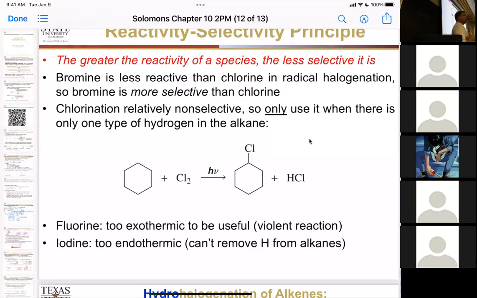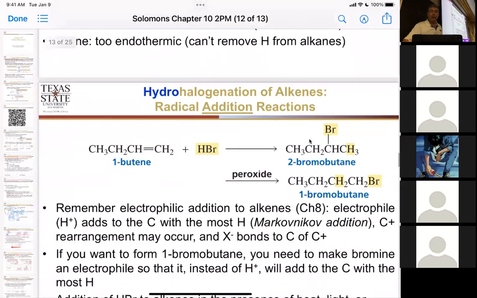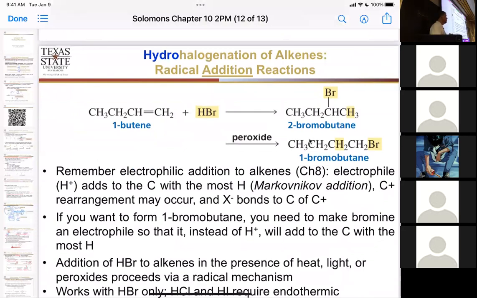And then fluorine is really way too exothermic to use. Violent explosion, imagine that. A violent explosion. Better than anything in Star Wars. And iodine's just too endothermic, just can't go. So this kind of halogenation takes place only with bromine and chlorine. And bromine is so much more selective than chlorine that works. All right, so that's one thing we can do with radicals.